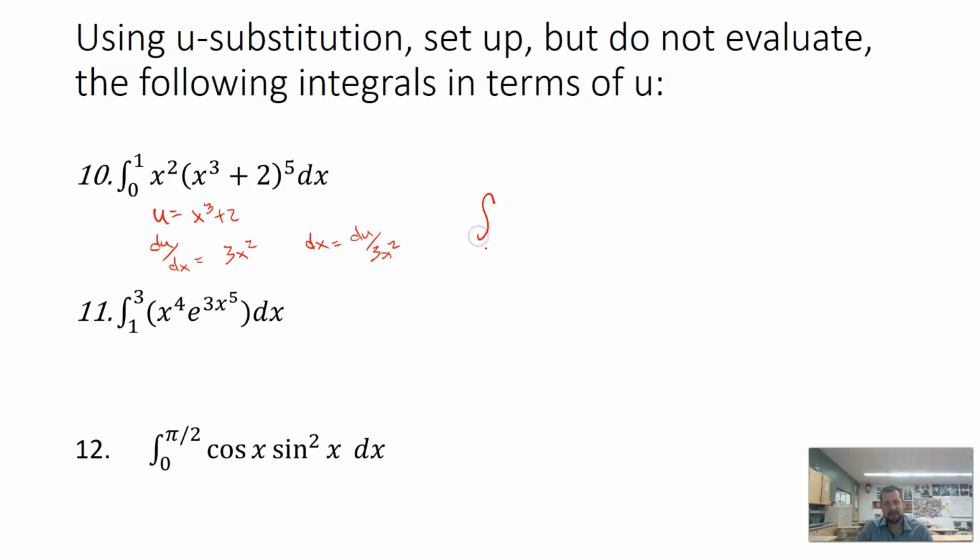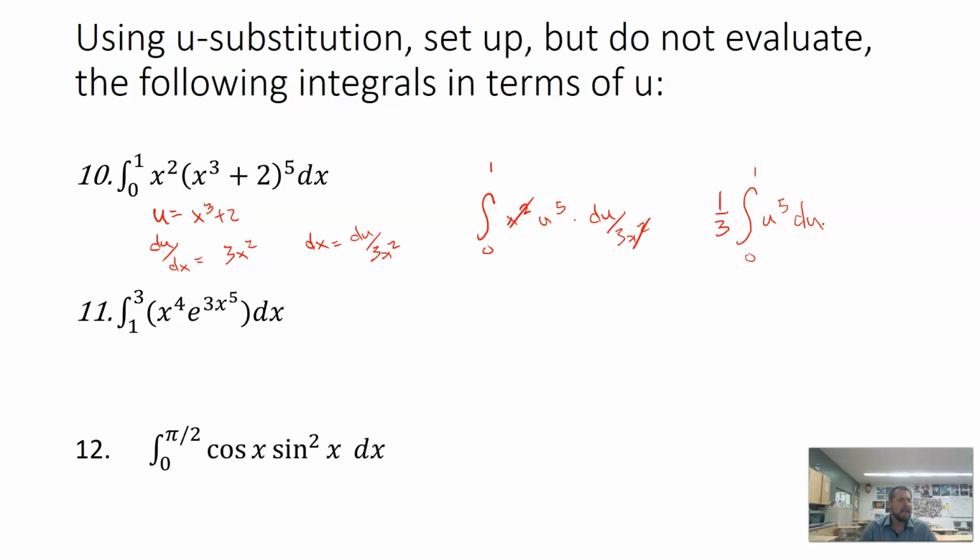So I'm going to get the integral from 0 to 1 of x squared times u to the 5th times du over 3x squared. I see the x squareds cancel, and then 3 is a constant number that we're dividing by, so we can move that out in front of the integral. And I get 1/3 times the integral from 0 to 1 of u to the 5th du.